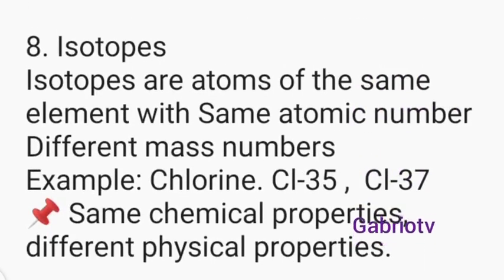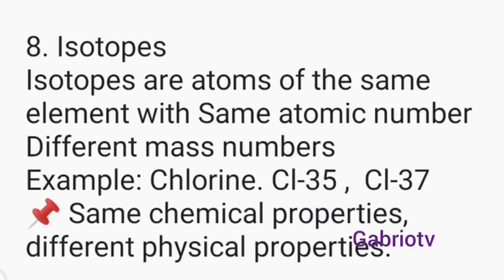Then what about isotopes? Still under the atomic structure. Isotopes are atoms of the same element with the same atomic number but different mass number. They have the same chemical properties but probably different physical properties. So we have chlorine 35 and chlorine 37. Not only that, we have carbon 12 and carbon 14. They are both isotopes, having the same atomic number but different mass number. The atomic number of chlorine here is 17. The two isotopes have the same atomic number of 17, but the mass numbers are 35 and 37. So those ones are isotopes.